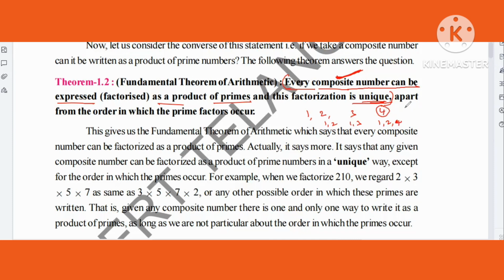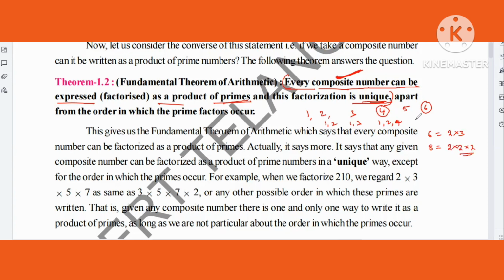And next you have 5. 5 is a prime number. 6 is the next composite number. Here every composite number can be expressed as a product of primes. 6, I can write as 2 into 3. 8, I can write as 2 into 2 into 2.